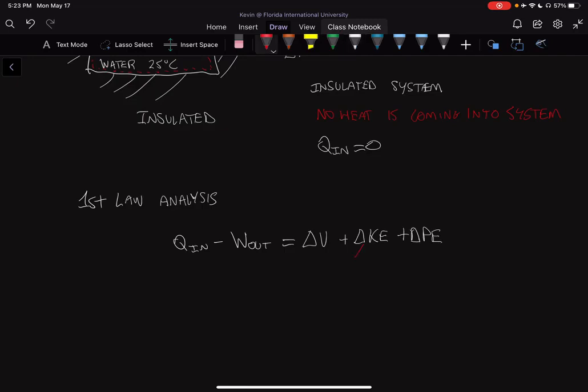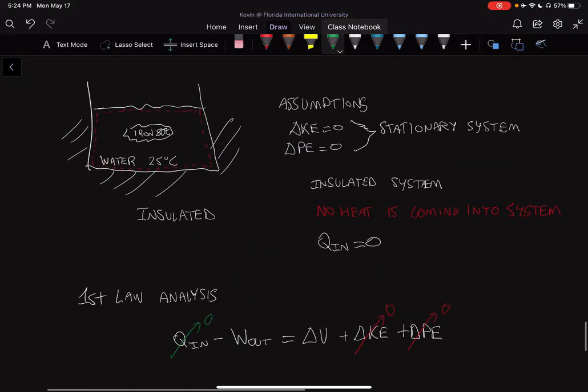And we already know that we're assuming that the change in kinetic and potential energy is equal to 0. And we also know that Qin is equal to 0. We can delete that. The other thing we know is, is there any work in the system being done? No, there's no work in the system. We're in an insulated tank. The volume cannot change. Okay?